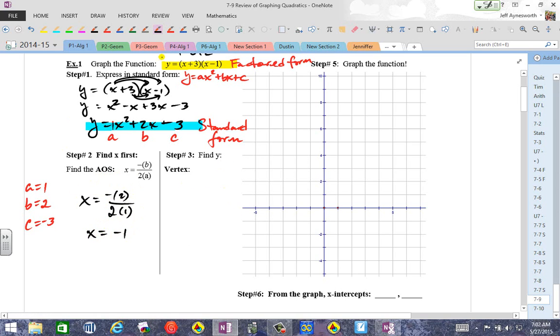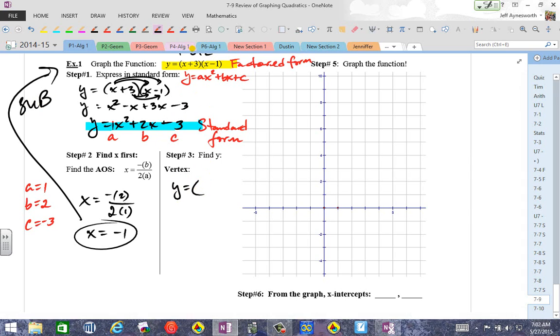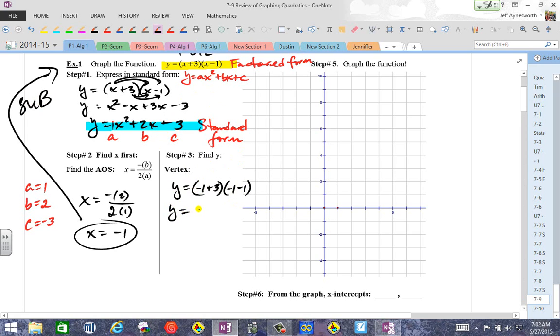To find y, you substitute it back into the function. You take your x value, substitute it back to find y. So y is equal to, and you can substitute it in standard form or factored form, whatever you wish. I'm going to use factored form, it's easier. So negative 1 plus 3 times negative 1 minus 1. Can't be any easier than that. So y is equal to 2 times negative 2, or y equals negative 4. So my vertex, which is always x comma y, is negative 1 comma negative 4.